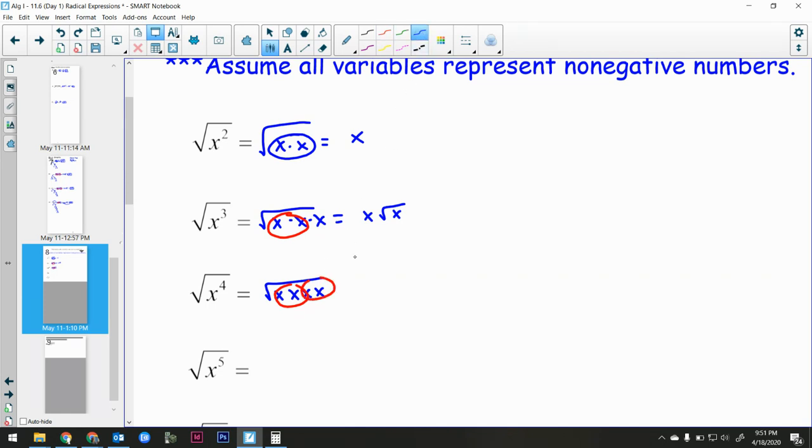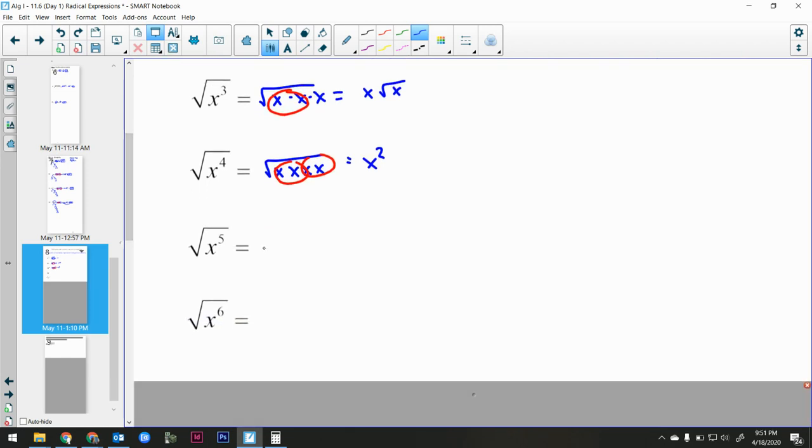So x and x coming out together to make x squared. X to the 5th. Okay. 1, 2, 3, 4, 5. Okay, so buddy that up. Buddies here and here. I've got 2 on the outside, making an x squared, and then 1 left over on the inside there.